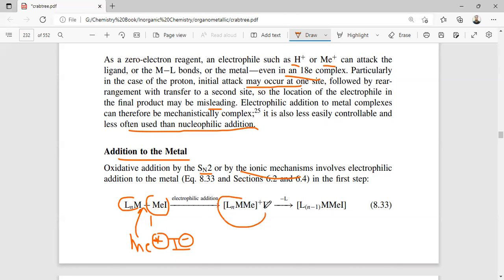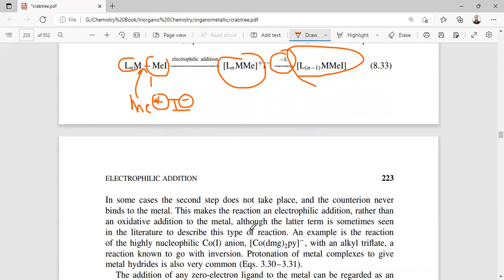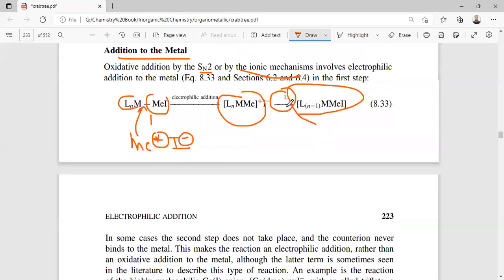Here Me plus is the electrophile that attacks the metal center directly. From this intermediate, upon elimination of one ligand L, the final product is formed. In some cases, the second step does not take place and the counter anion never binds to the metal. So here the counter anion is I minus. Upon elimination of one L, this counter anion enters the metal complex.